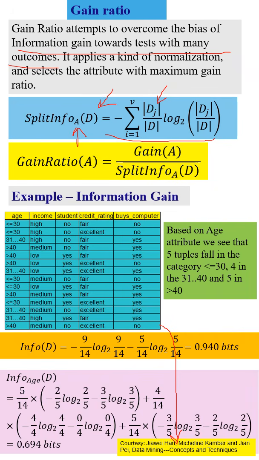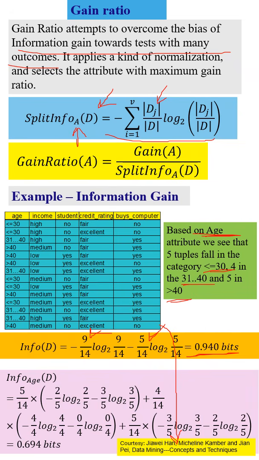So this data set has 14 tuples. And now we look at this attribute age. 5 tuples are in the category less than or equal to 30, 4 in the category 31 to 40, and 5 in greater than 40. So first we compute the Info(D) because there are 9 yes and 5 no tuples. So we get this info as 0.940 bits.